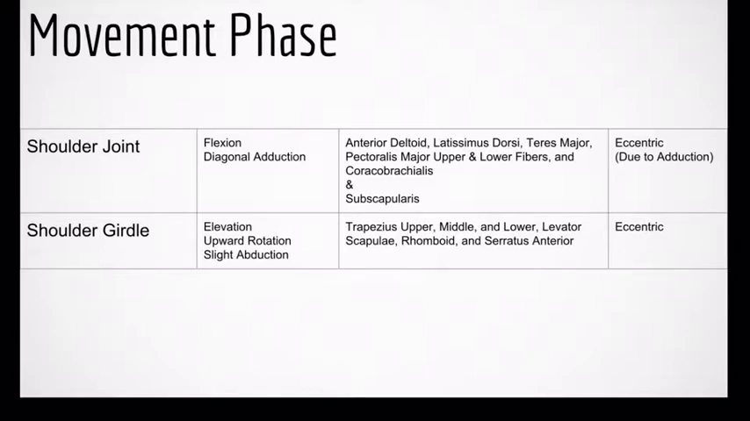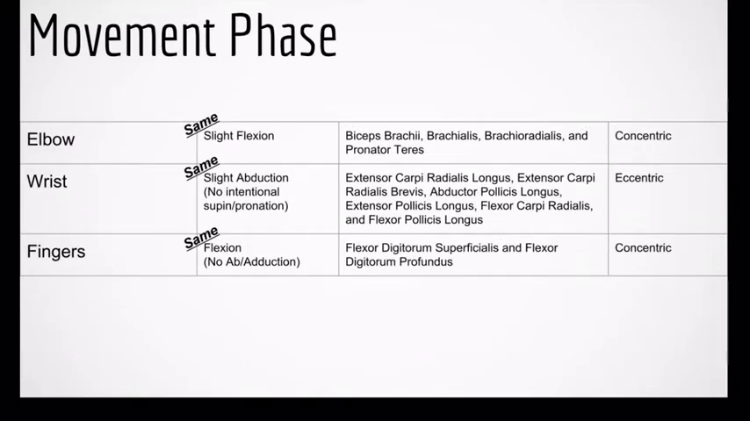The arms are pivoted into flexion and diagonal adduction due to anterior deltoid, latissimus dorsi, teres major, the upper and lower fibers of pectoralis major, and the coracobrachialis of the shoulder joint. The subscapularis rotator cuff muscle tries to help too. The upper, middle, and lower trapezius muscles, levator scapulae, rhomboid, and serratus anterior jam the shoulder girdle into elevation, upward rotation, and slight abduction as well. The muscles responsible for flexion are concentrically contracting, while the rest are eccentric.